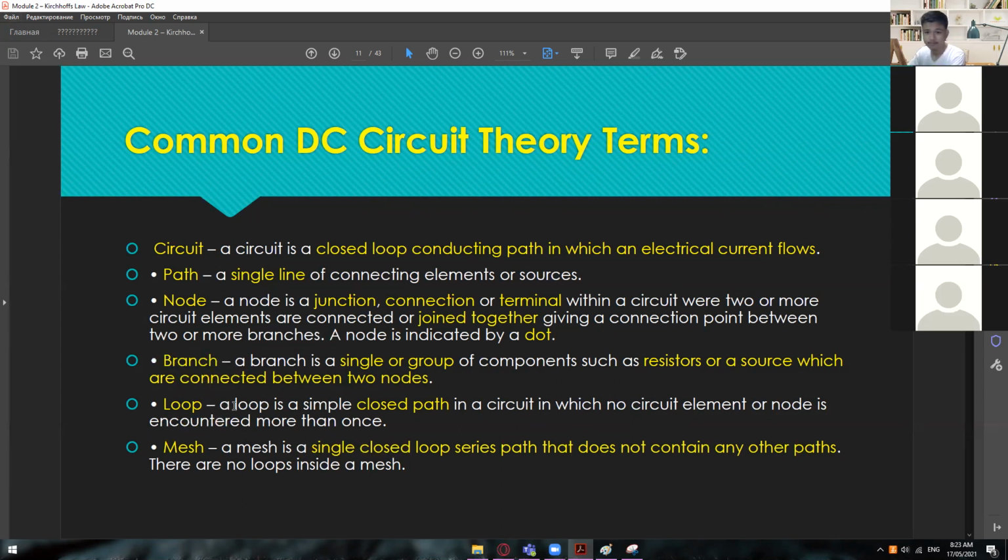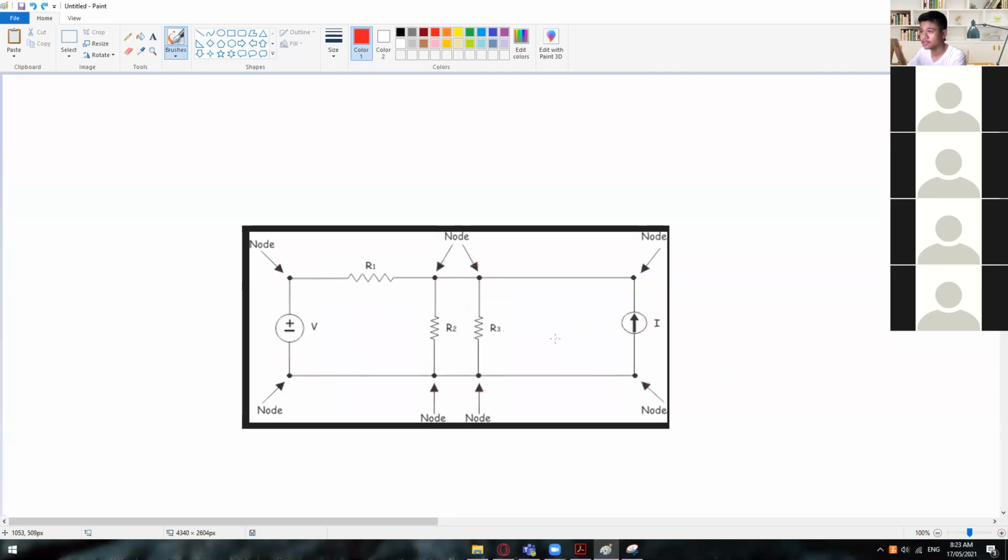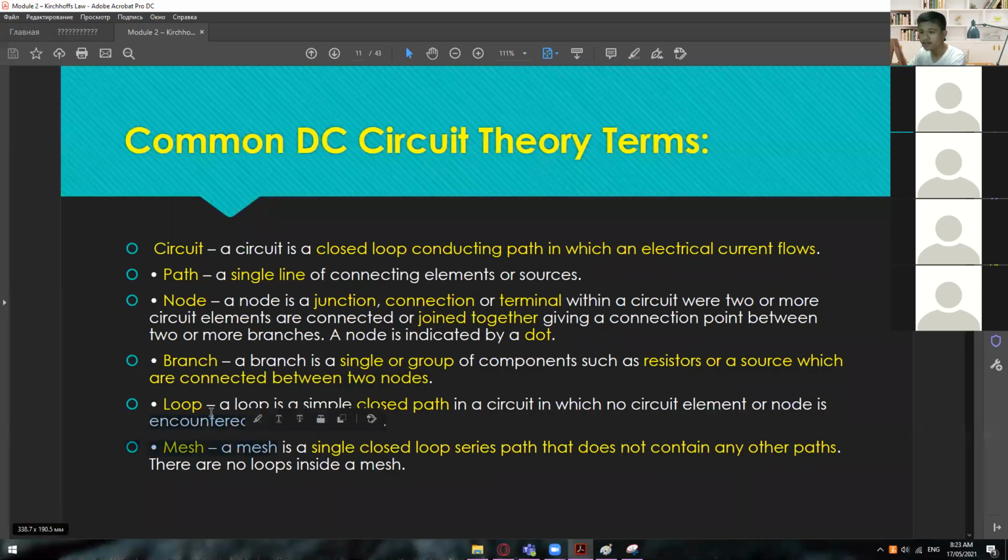Yes, sir. All right. And we also have here loop and mesh. So right here, I will discuss the loop and mesh at the same time. So let's bring this one back. So let's define loop first.